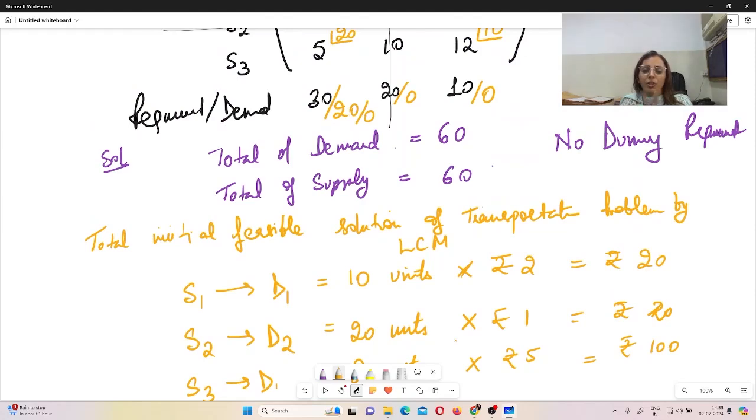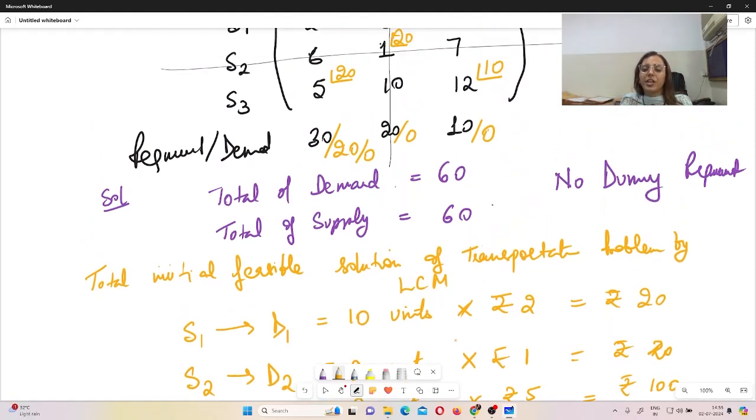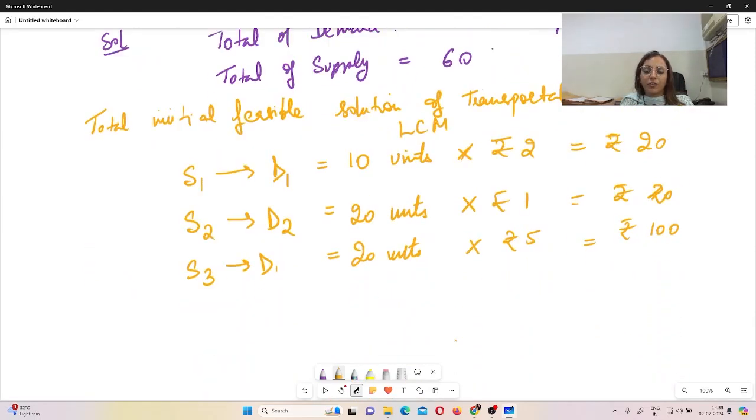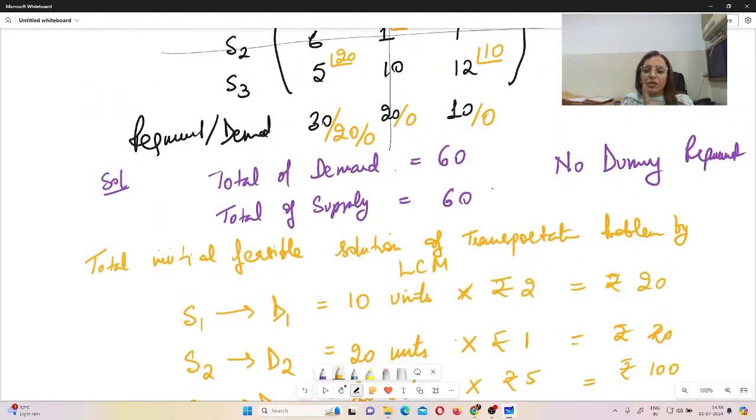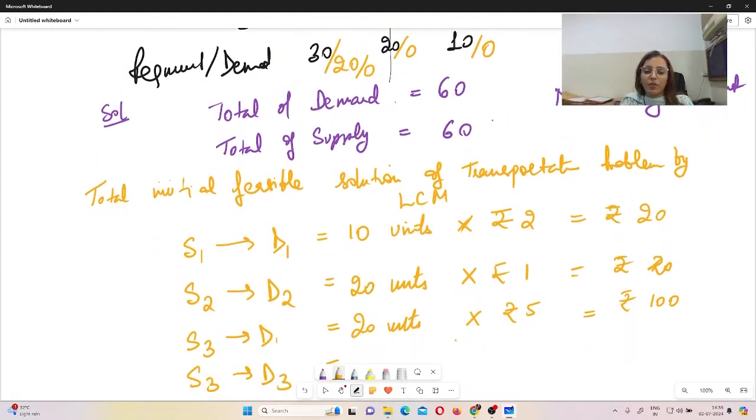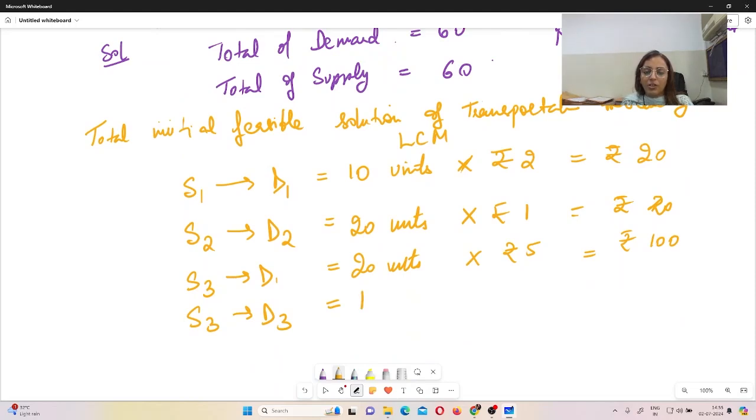S3 to D2 is not there, but S3 to D3, 10 units have been transferred at a rate of rupees 12. So S3 to D3, how many units have we done? S3 to D3, which we have seen over here, 10 units at a rate of rupees 12. So write it down, 10 units multiplied by 12. That will be equal to 120 rupees, right? Write it over here, that is 120.